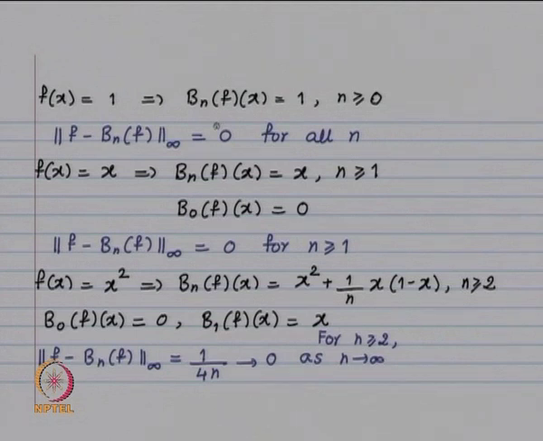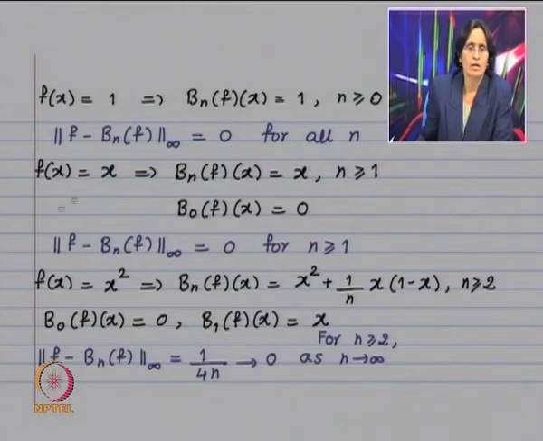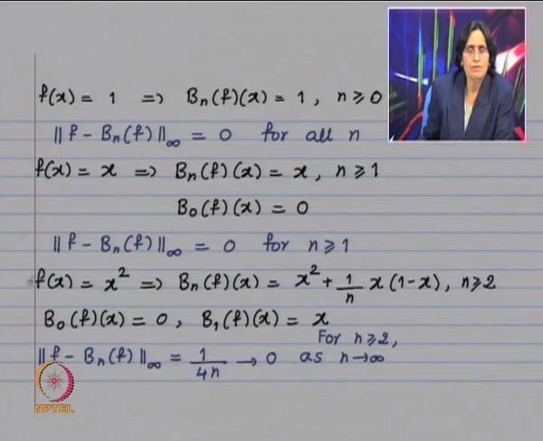So, here is the result. When you have got f x is equal to 1, then we saw that b n f at x is equal to 1 for n bigger than or equal to 0. So, the infinity norm of f minus b n f is equal to 0 for all n. If you look at f x is equal to x, then the Bernstein polynomial is equal to x for n bigger than or equal to 1, and when n is equal to 0, b 0 f x is equal to 0. So, the infinity norm of f minus b n f is equal to 0 for n bigger than or equal to 1. For the function f x is equal to x square, you do not have b n f equal to f eventually, but what you have is that the infinity norm of f minus b n f is going to be 1 by 4 n, and this tends to 0 as n tends to infinity.